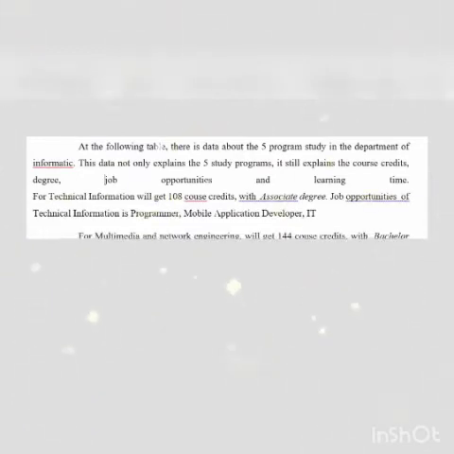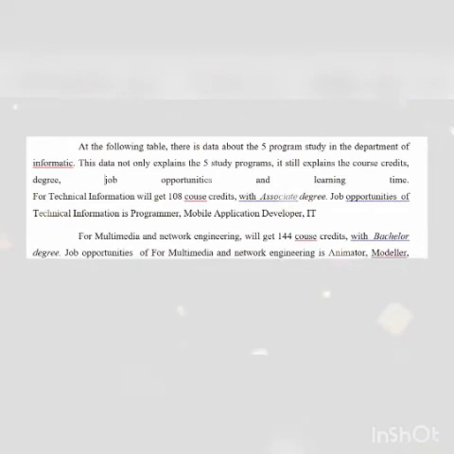In the following table, there is data about the 5 programs studied in the Department of Informatics. This not only explains the 5 study programs, it also explains the course credits, degree, job opportunities, and learning time. First, for informatics engineering, we'll get 108 course credits with a diploma degree. Job opportunities for informatics engineering are programmer, mobile application developer, and IT.